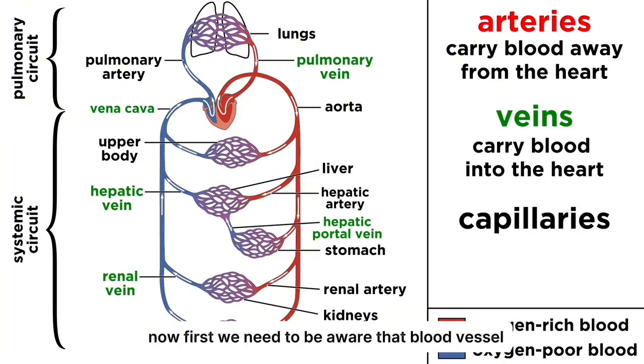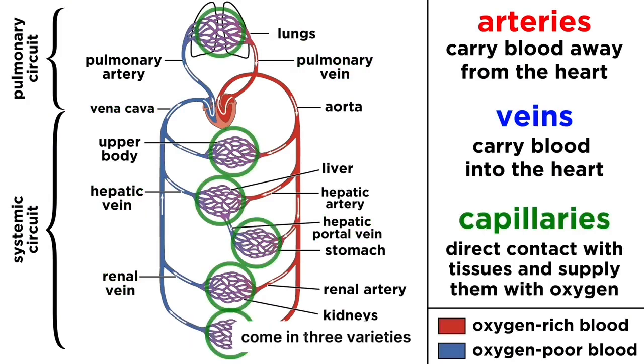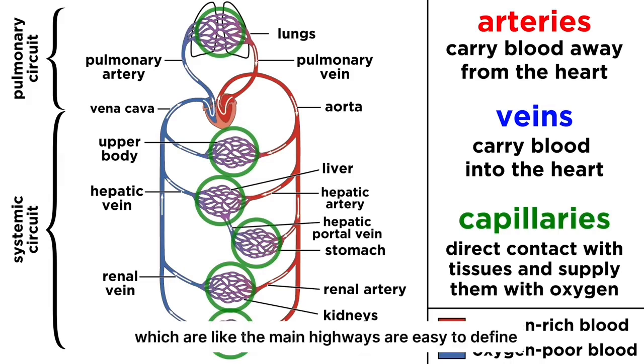First, we need to be aware that blood vessels come in three varieties. These are arteries, veins, and also capillaries. The first two, which are like the main highways, are easy to define.